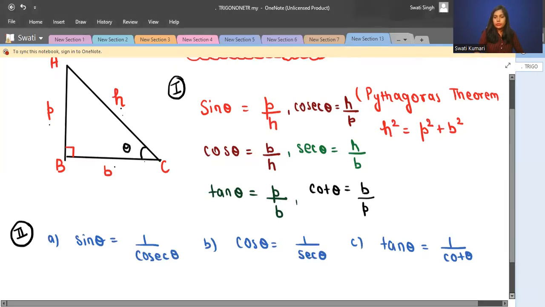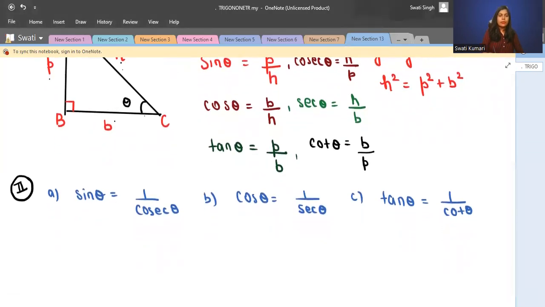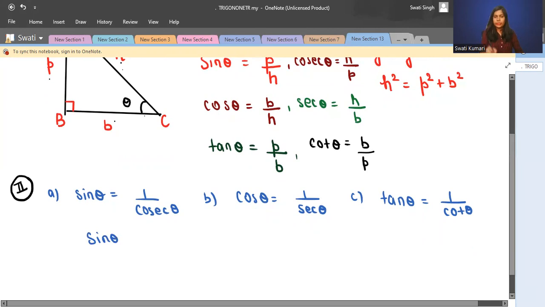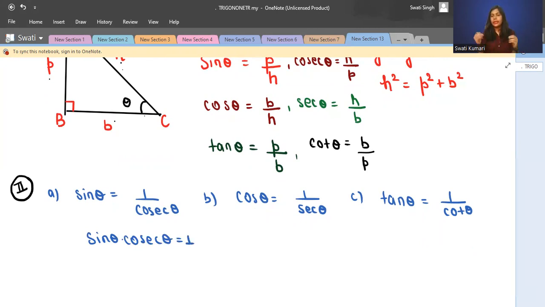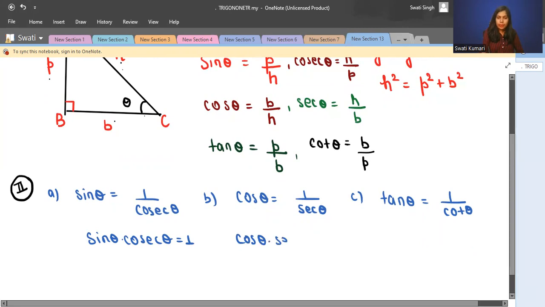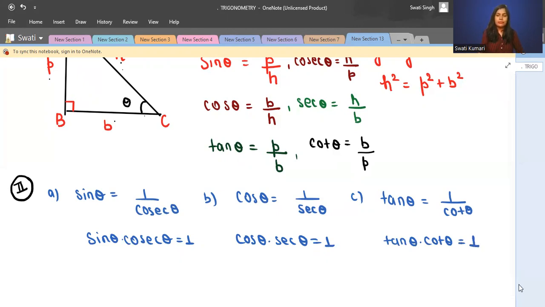Okay. Do you also know that, when I have written this formula, if you do the cross multiplication, you will see that sine theta into cosec theta will become 1. So whenever you see sine and cosec together, they are getting multiplied. You can see the product. The answer is 1. Similarly, cos theta into sec theta, after doing a cross multiplication, you are going to get 1. And here, the same thing. Tan theta multiplied by cot theta equals 1. And we have completed our second set of formula.